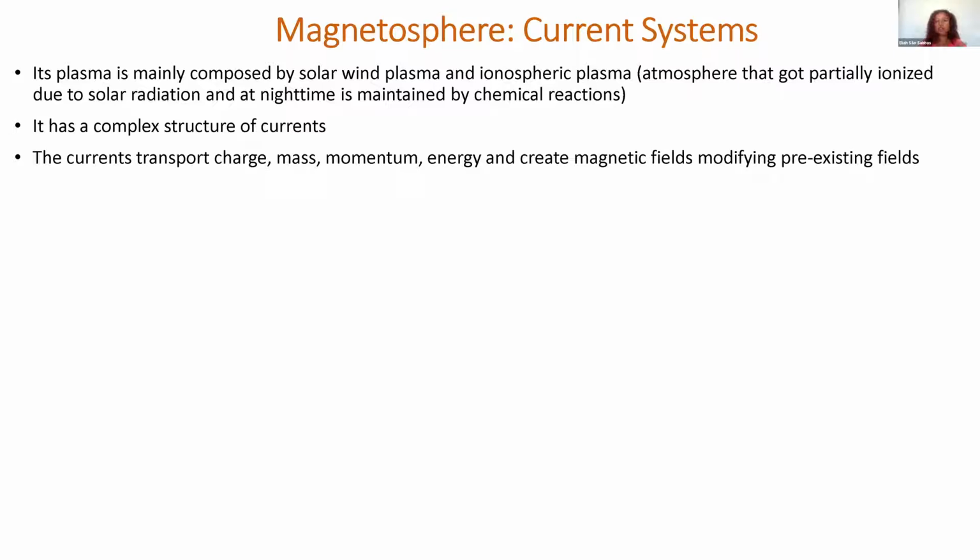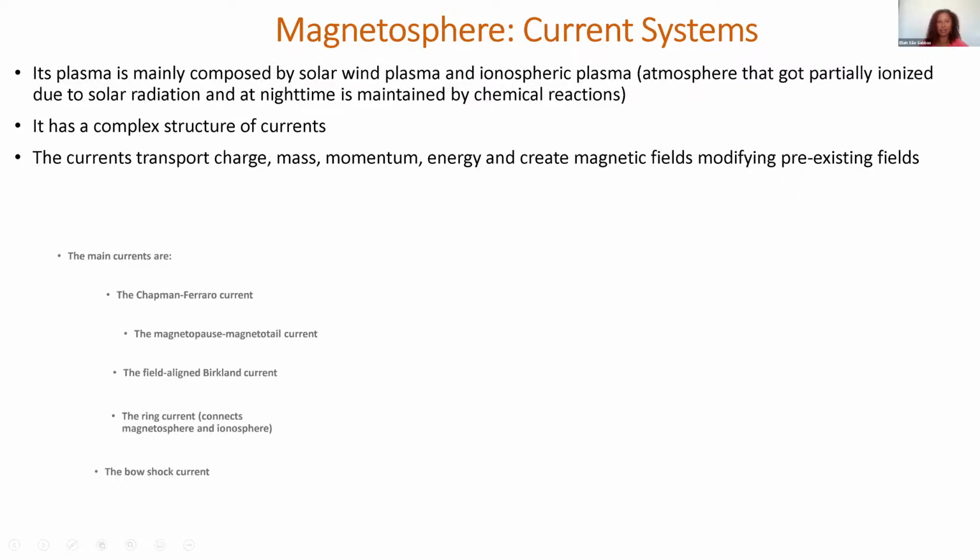So the magnetosphere plasma is composed mainly of solar wind plasma and some ionospheric plasma. The ionosphere is created by ionization of a neutral atmosphere by solar radiation, and during the night is maintained by chemical reactions. The magnetosphere has a very complex structure of currents, and the currents transport charge, mass, momentum, energy, and they create magnetic fields that modify the pre-existing fields.